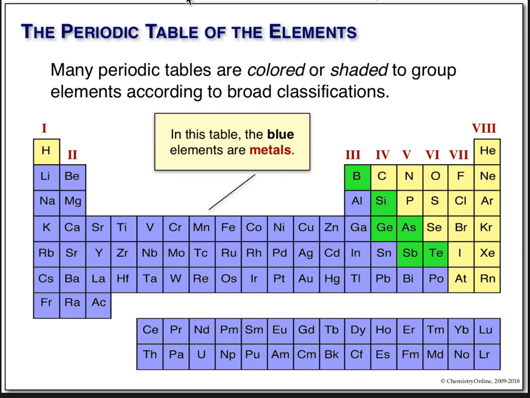Metals as a group have certain physical properties. They're very malleable. That means you can smash them down and spread them out, make them thin, make them fat, whatever. They also conduct electricity, and they have several other things. But these are all metals.